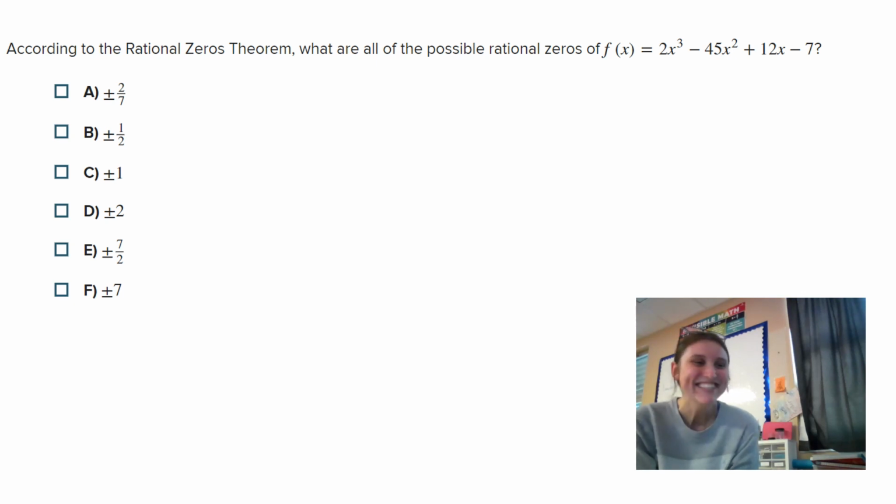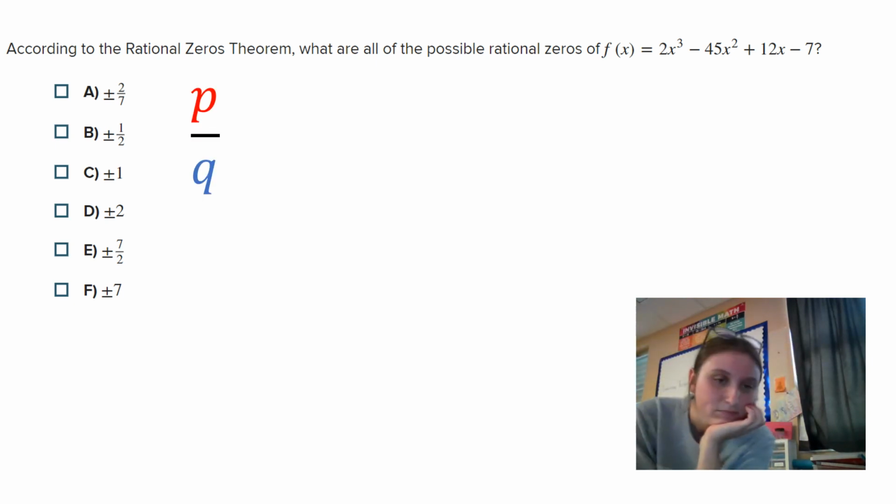No. Does anyone here know what the rational root theorem is? Yes. What do we do with the last number and first number? What do we call that formula? P over Q. Right here, I just forgot what it was called. P over Q. P over Q. So what's our P?